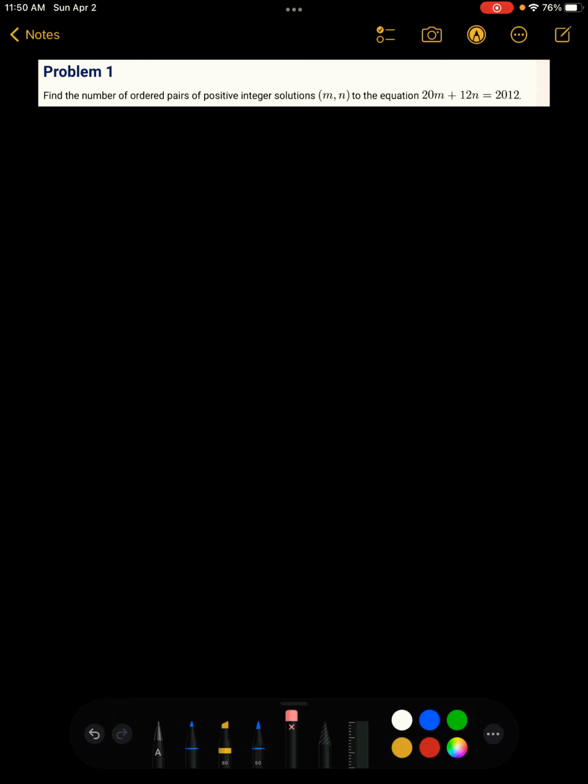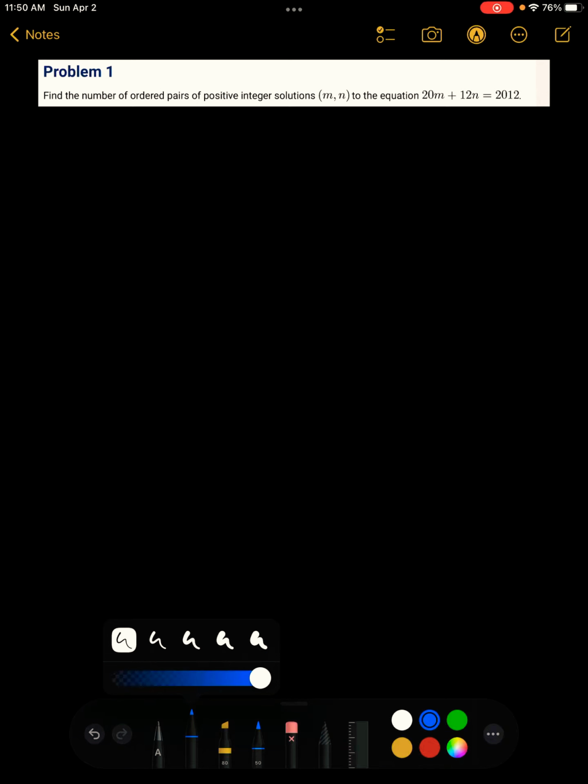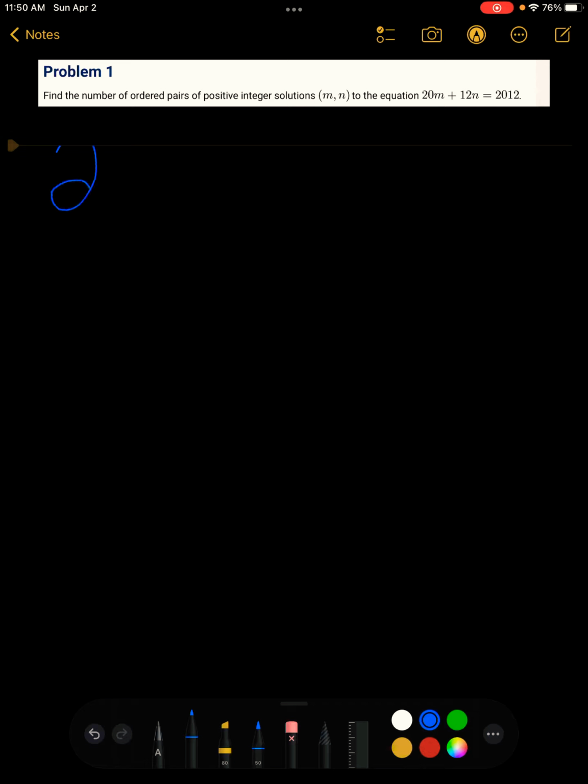Today we'll be discussing problem 1 from the 2012 AIME exam. Find the number of ordered pairs of positive integer solutions (m, n) to the equation 20m + 12n = 2012. So let's write out this equation: 20m + 12n = 2012.